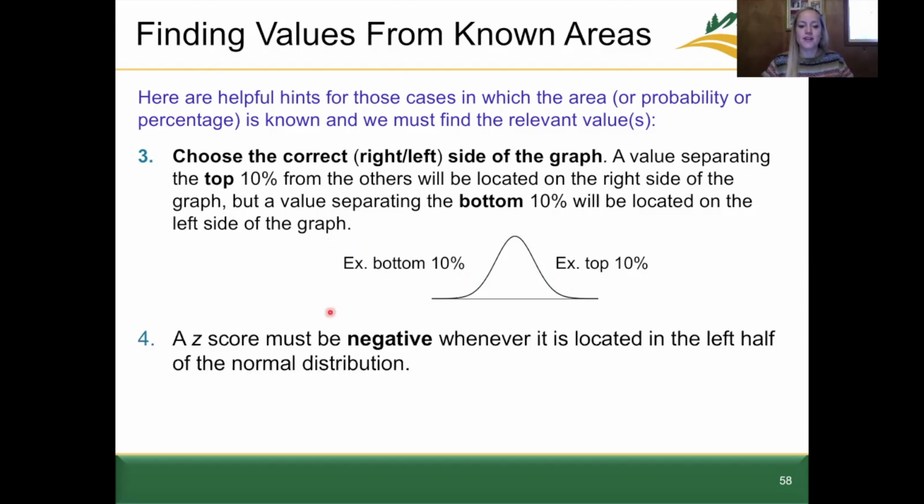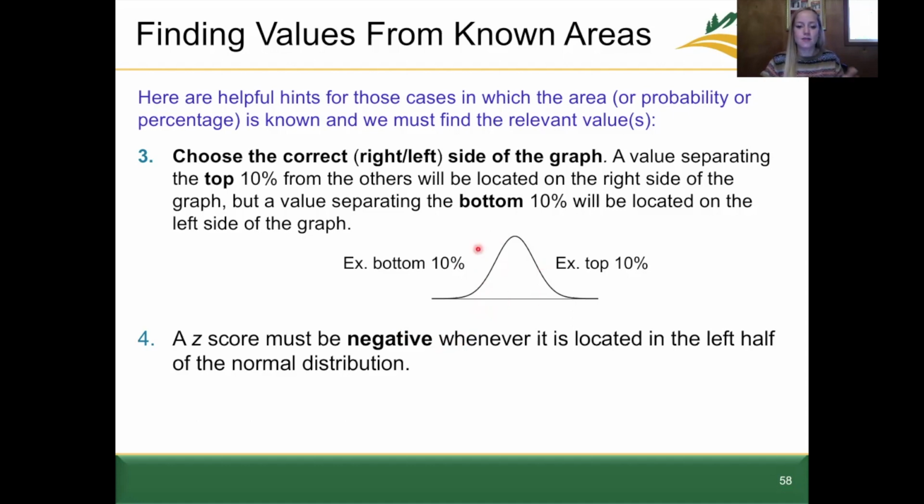Number 4, a z-score must be negative whenever it's located in the left half of a normal distribution. This was mentioned also in 6.1. Importantly, with either negative or positive z-scores, we're going to be looking at a different part of the table in Table A2. It's also important to recognize either the negative or the positive z-score because it tells us where to draw the line in a curve like this.